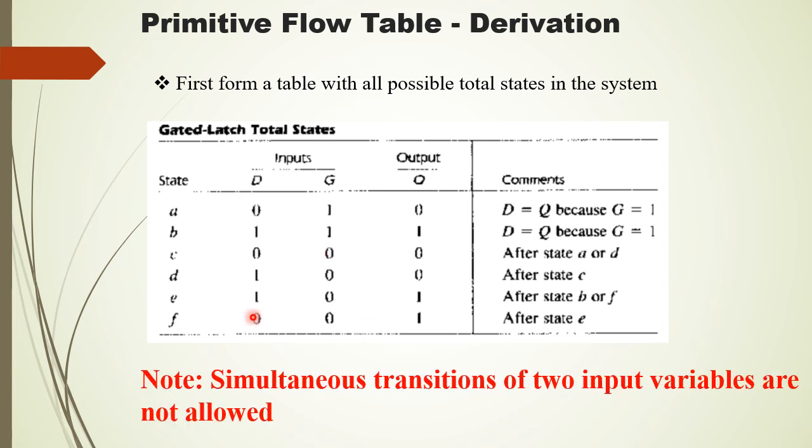One more important thing we have to remember is that simultaneous transition of two input variables is not allowed. That is, from 0 1 you cannot make a change to 1 0. That is, D cannot change from 0 to 1 at the same time G changes from 1 to 0. Or from 1 1, we cannot make a change to 0 0. So after B, C cannot happen, or after A, D cannot happen, or E cannot happen. This is an important point which we must remember: simultaneous transition of two input variables is not allowed.